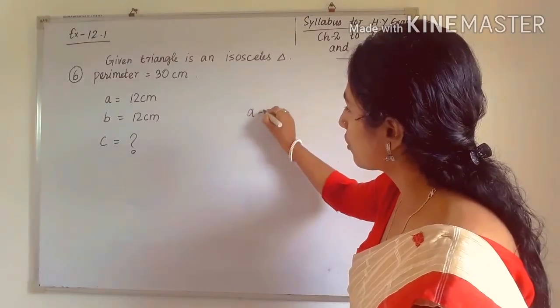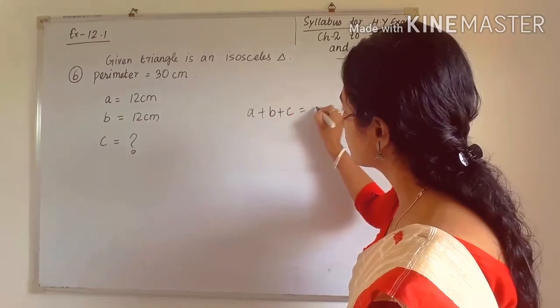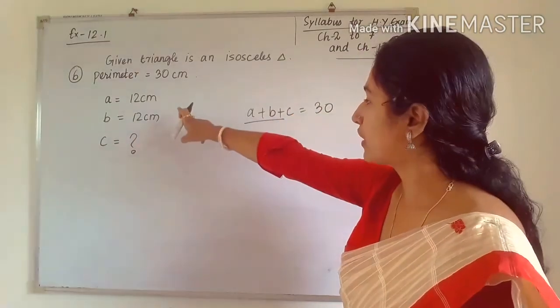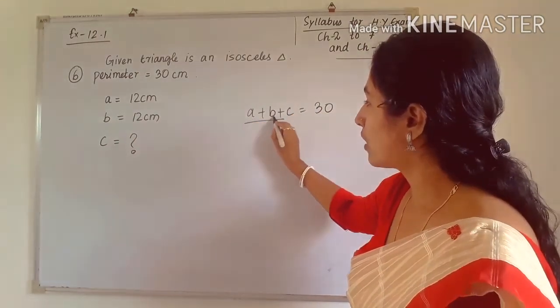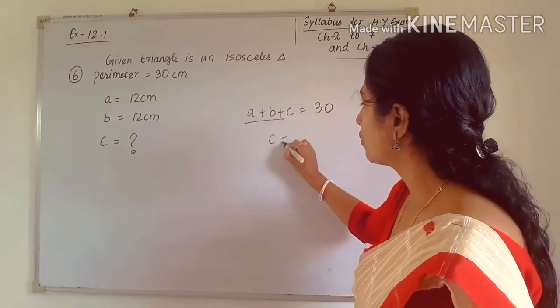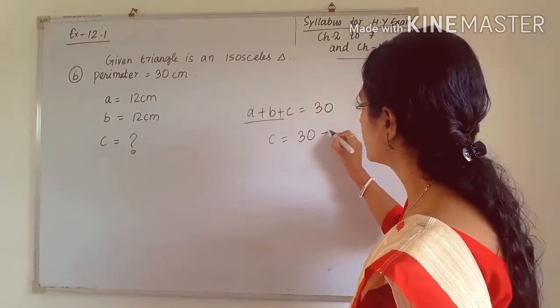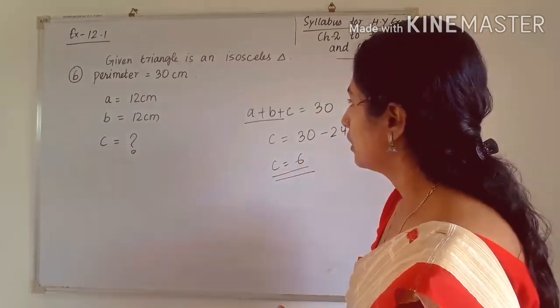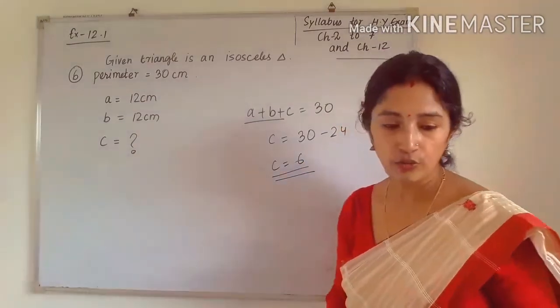See, we know the formula of perimeter, that is a plus b plus c is equal to perimeter, and perimeter is 30. So in place of a and b you can write 12. So 12 plus 12 will be 24. So you can easily find the value of c, that will be 30 minus 24. So c will be what? 6.